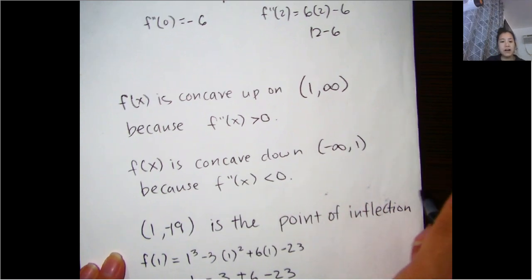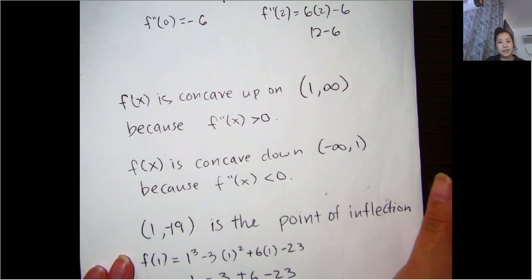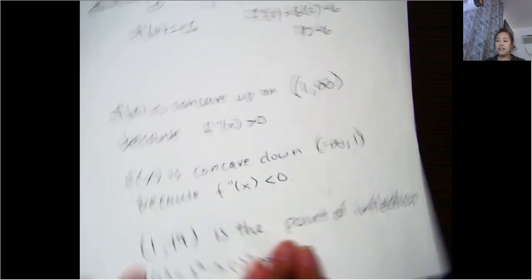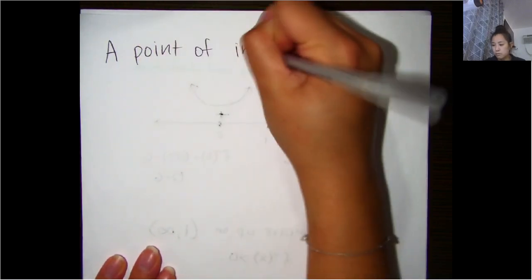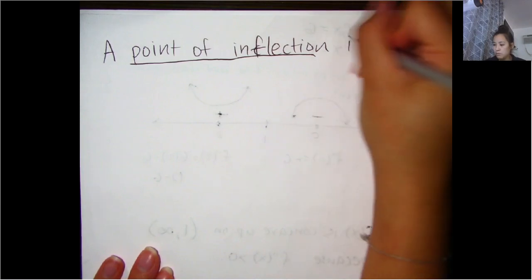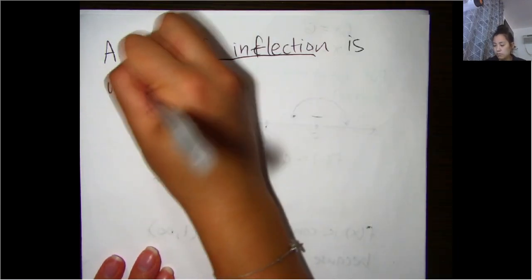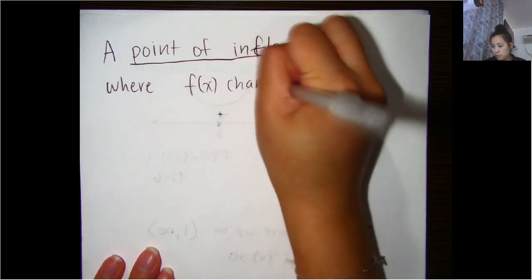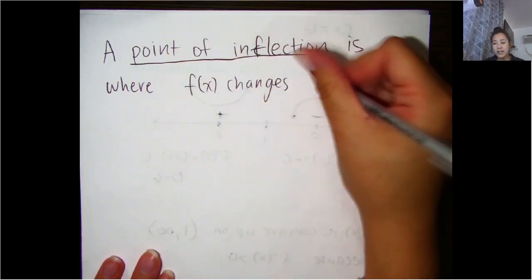Because that is where f of x changes concavity. Okay, so let's actually write that down. A point of inflection is where f of x changes concavity.